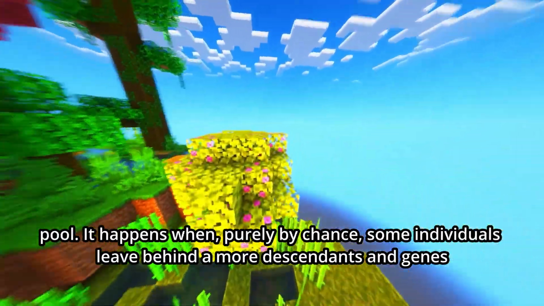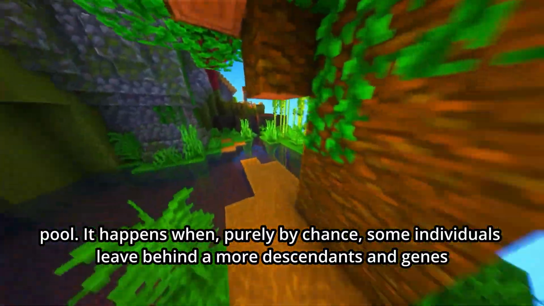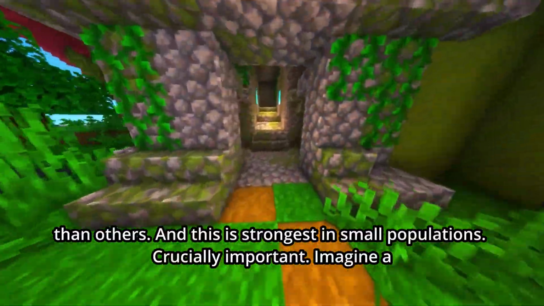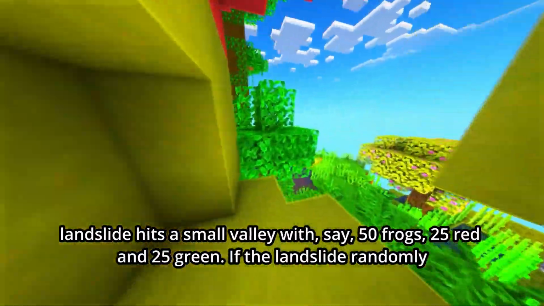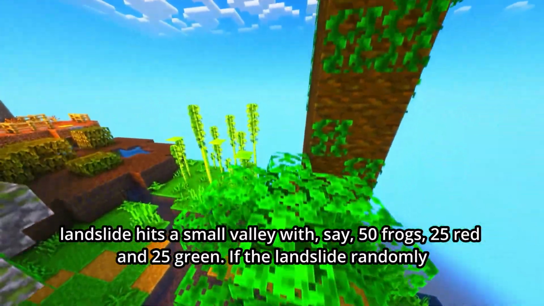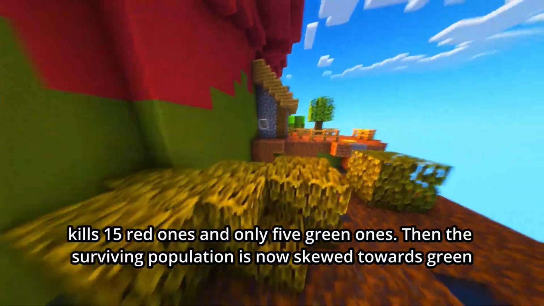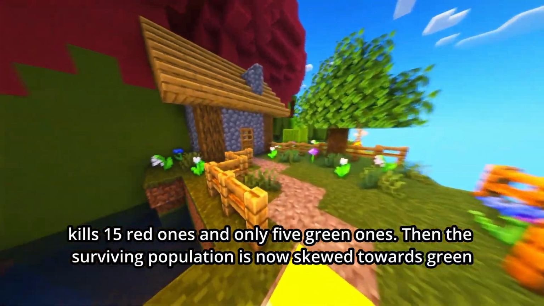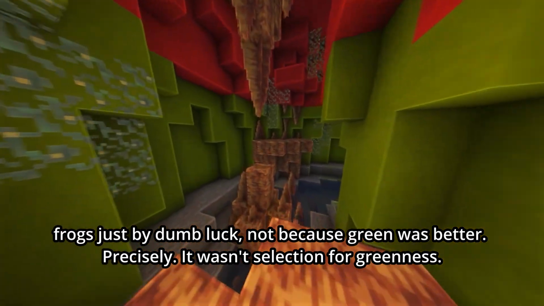It happens when, purely by chance, some individuals leave behind more descendants and genes than others. And this is strongest in small populations. Crucially important. Imagine a landslide hits a small valley with, say, 50 frogs, 25 red and 25 green. If the landslide randomly kills 15 red ones and only 5 green ones, then the surviving population is now skewed towards green frogs, just by dumb luck.